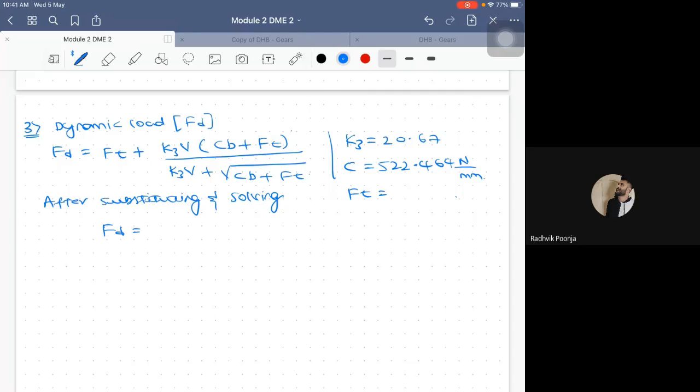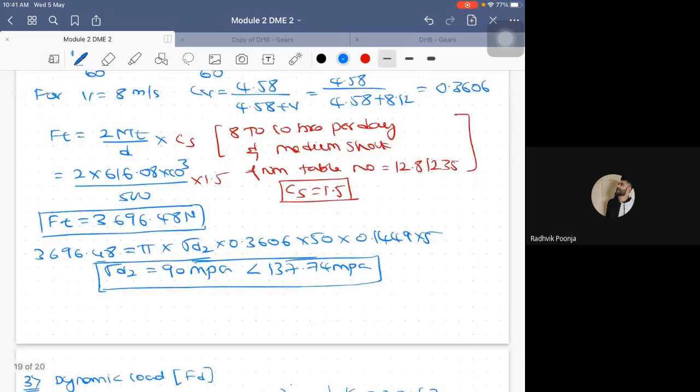FT value is 2464.32. In the textbook it is mentioned as 3696.48. This is the FT value. Mithun, just check. So once you confirm, then only we will move on. Because I don't want to be getting the wrong answers after this. Just check now. Correct. Mithun, just check and give me an update.